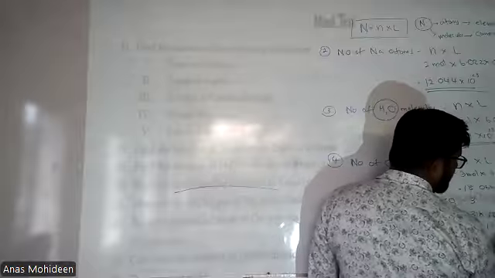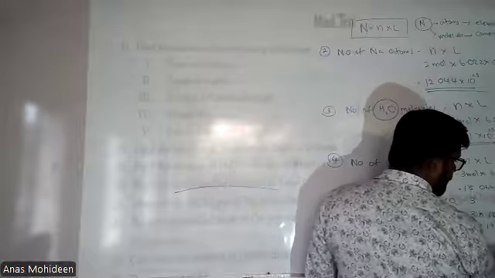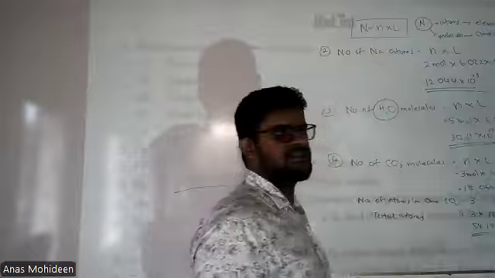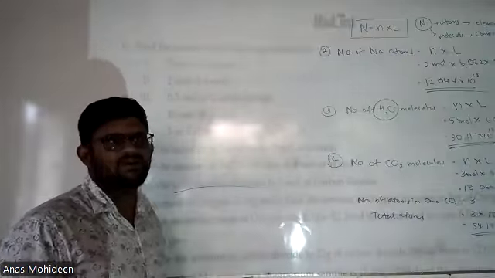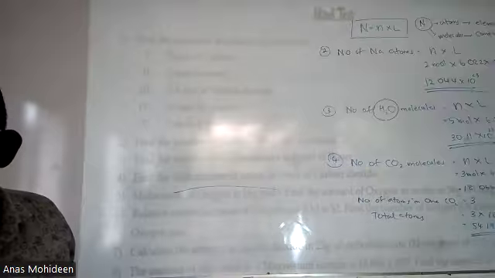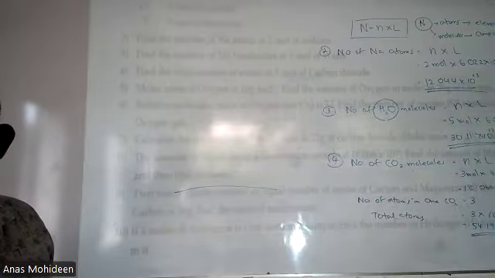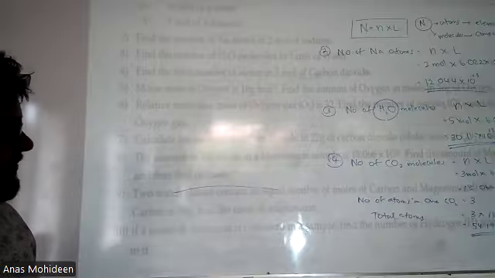Don't miss this, okay? If you miss this, the entire answer goes wrong. Because 10 to the power 23, 23 zeros are there. So that is the total number of atoms. Okay, total number of atoms. Question number 4.